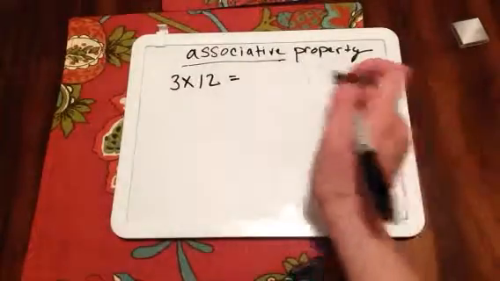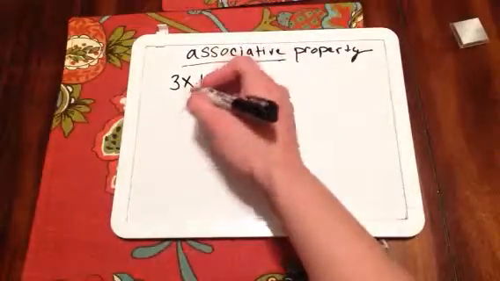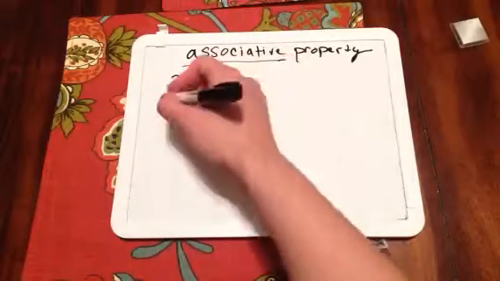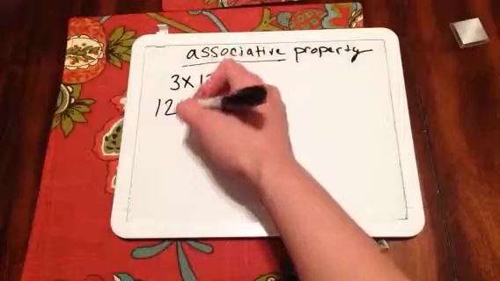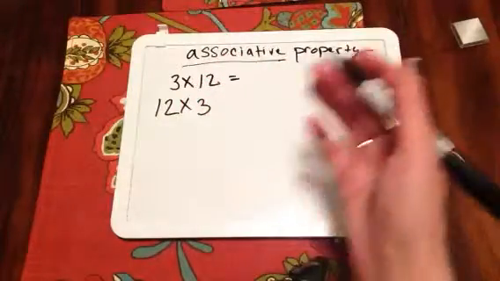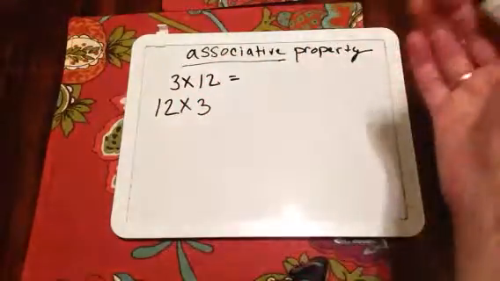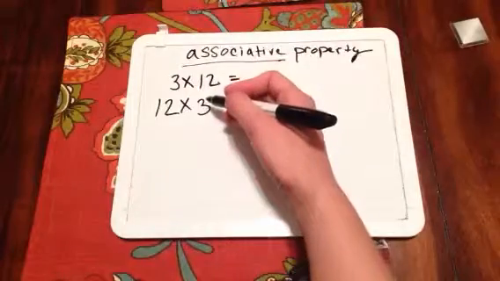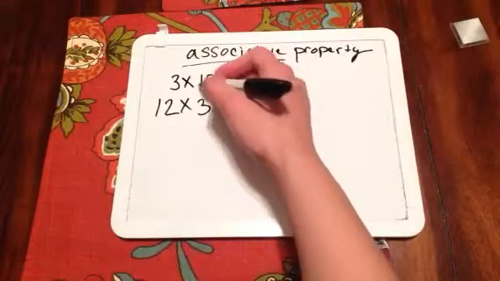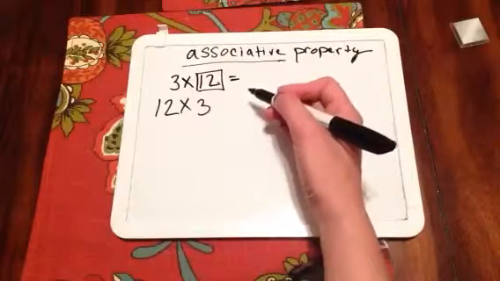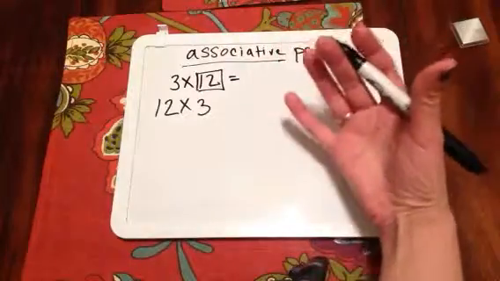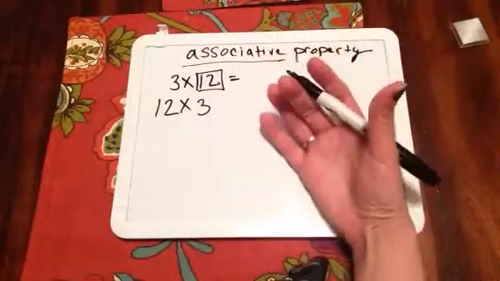It really doesn't matter which order these are in, right? So I'm going to use the commutative property. And I'm going to say, well, 3 times 12, I can also rewrite that as 12 times 3. For me, that's just easier to see. But your whole idea is that the larger number, you're trying to break apart, decompose, and make it easier for yourself.